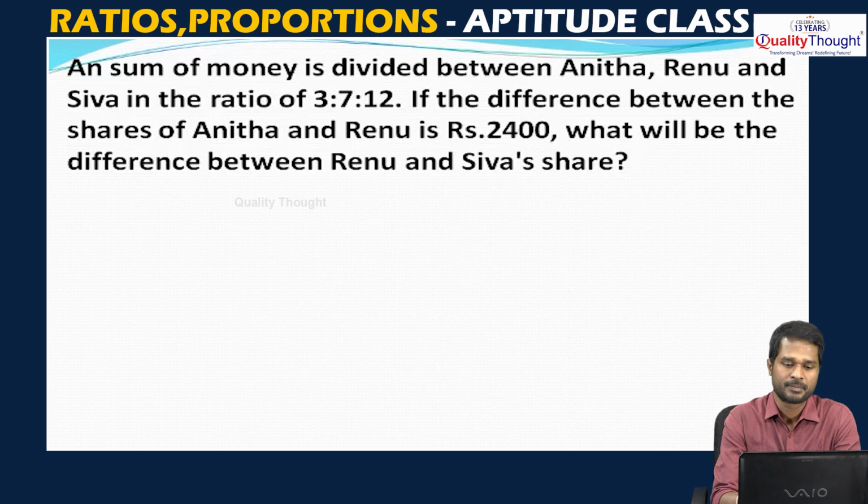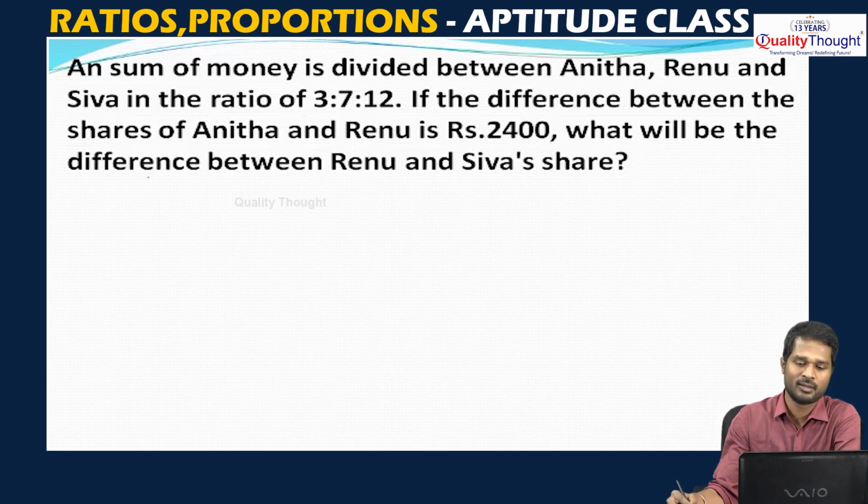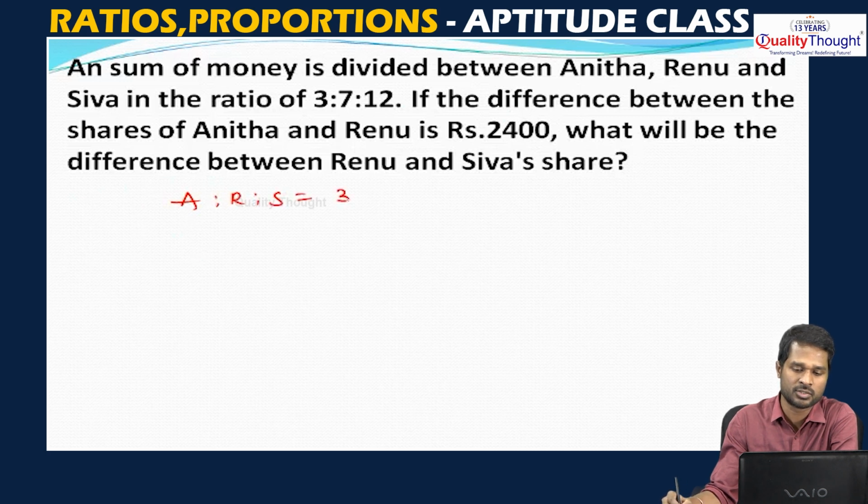This question says a sum of money is divided between Anita, Renu and Shiva in the ratio 3:7:12. If the difference between the shares of Anita and Renu is 2400, what will be the difference between Renu and Shiva's share? See, it's an easy one. He has given Anita, Renu and Shiva in the ratio 3:7:12.